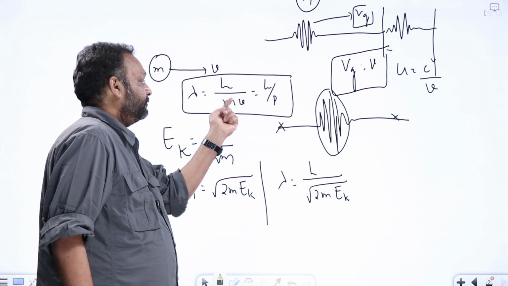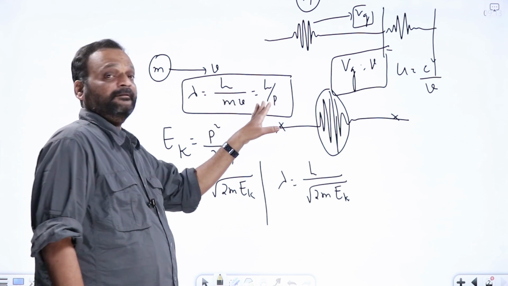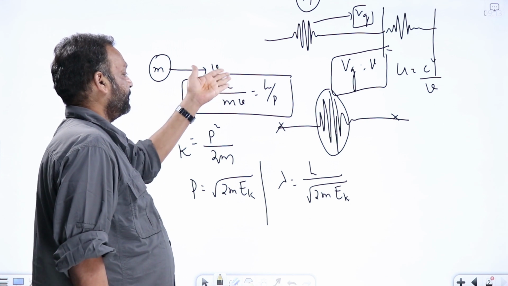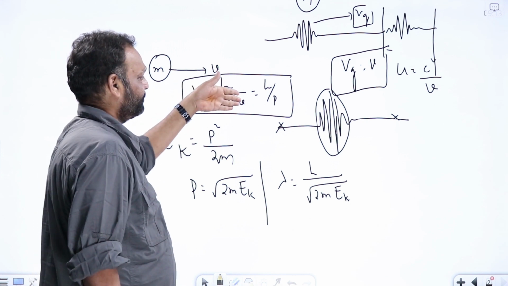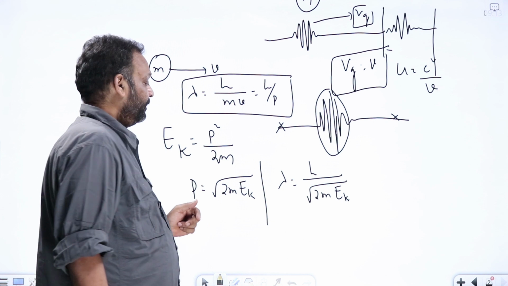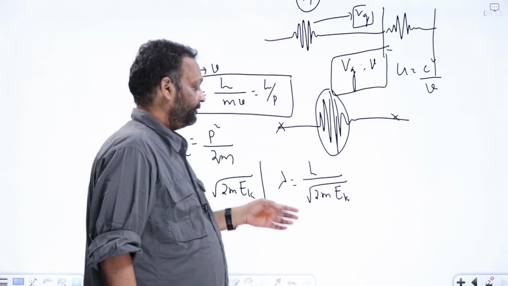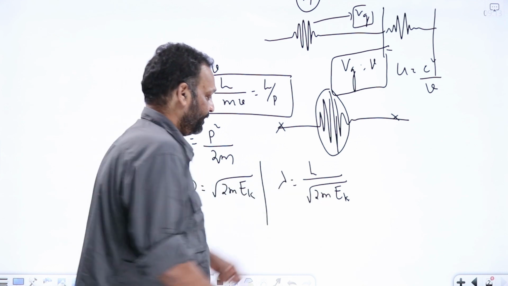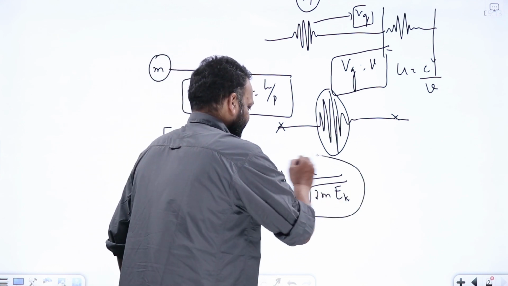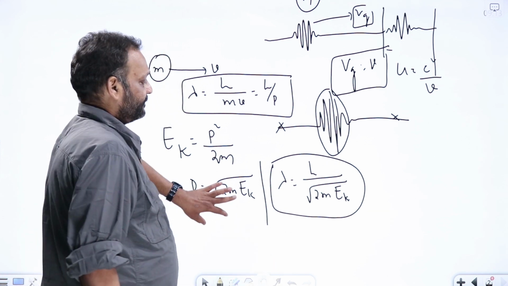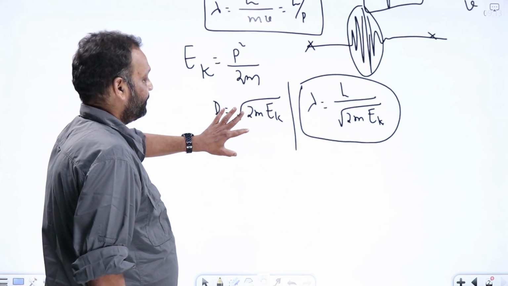When mass and velocity or momentum of the particle is given, and we are asked to find the de Broglie wavelength, we will directly use lambda equal to h by p or h by mv. Instead, if mass and kinetic energy are given, how do we find the de Broglie wavelength? Lambda equal to h by under root 2m Ek. This is the formula. Now, for charged particles, we have another relation.